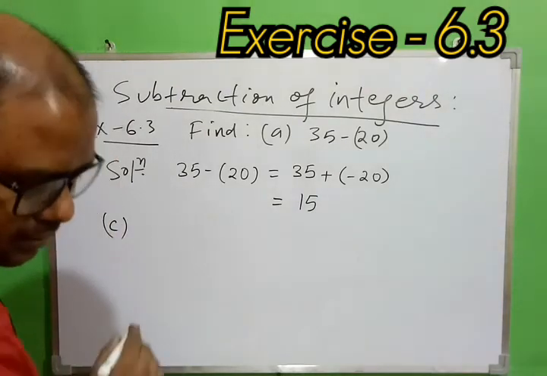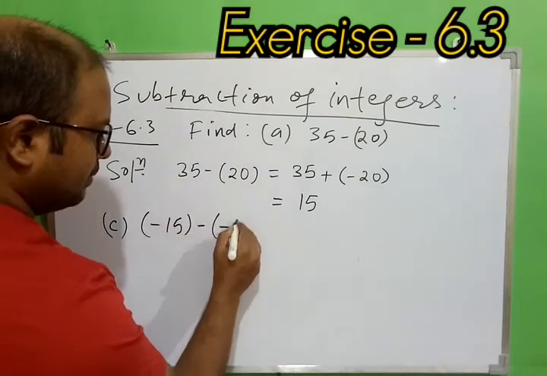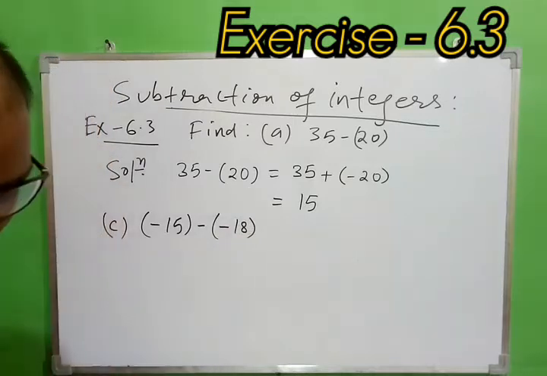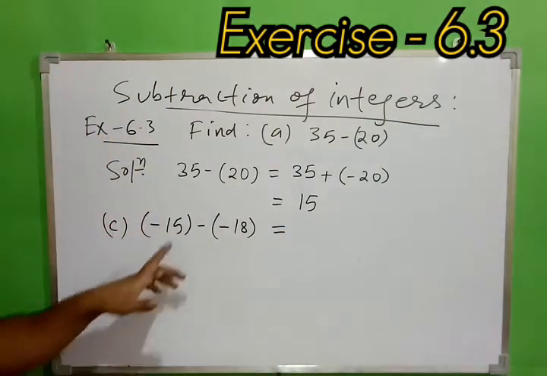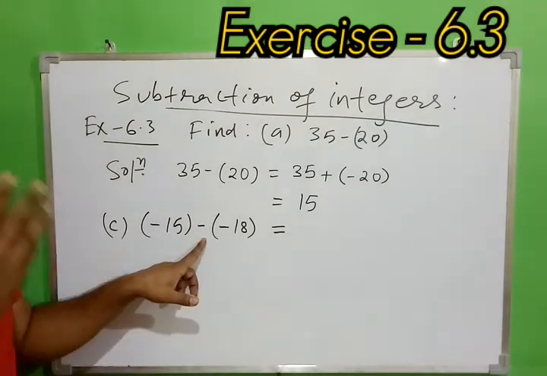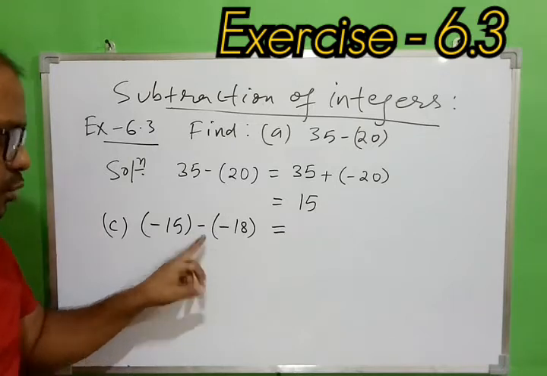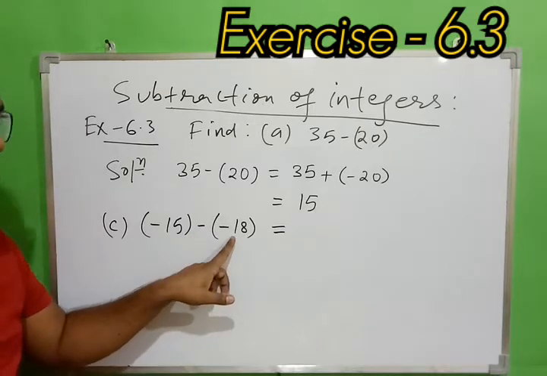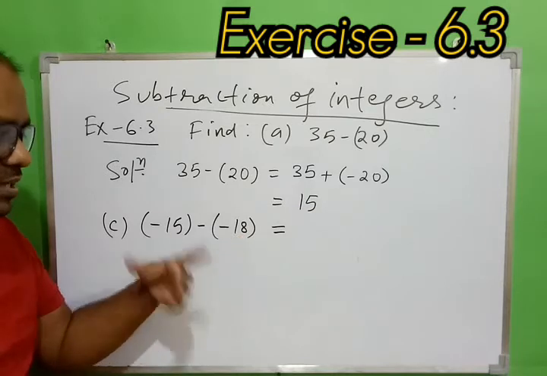That is minus 15 minus minus 18. This is given to us. Again, to overcome the problem of this subtraction, very first we need to convert this subtraction into addition. So what is to be done? We will convert this into its additive inverse. We know the additive inverse of minus 18 will be plus 18, just the opposite.